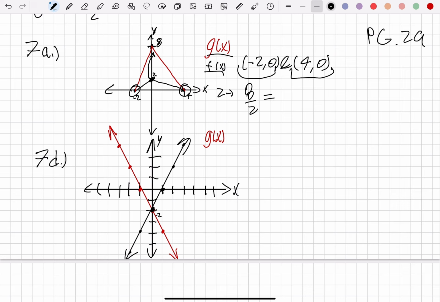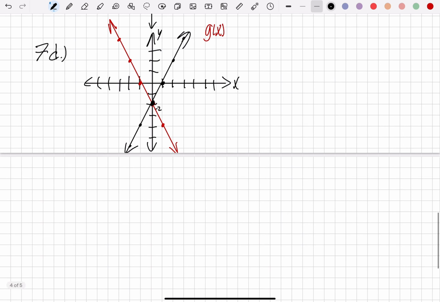So we can just easily go 8 divided by 2 to get 4, meaning that we have a stretch value of 4 in the y. So when we write g of x in terms of f of x, our a value is just 4. Or in other words, g of x is equal to 4 times f of x.